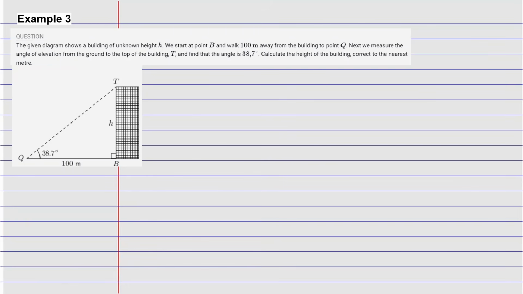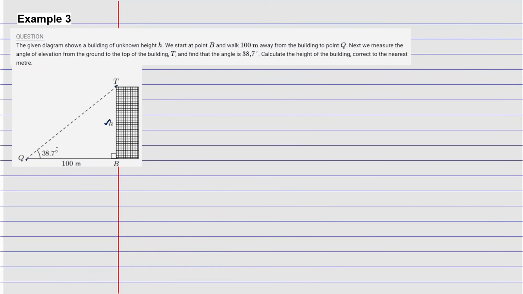It says a given diagram shows a building of an unknown height, which is this height, TB. We start at point B, which is here. Then we walk 100 meters away from the building to point Q, which is this point here. Next we measure the angle of elevation, meaning the angle above the ground, which is the same as the angle of inclination, from the ground to the top of the building T. They tell us this angle, and they ask us to calculate the height of the building, so we're looking for this.